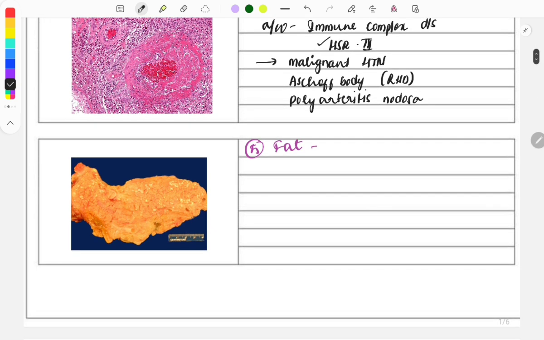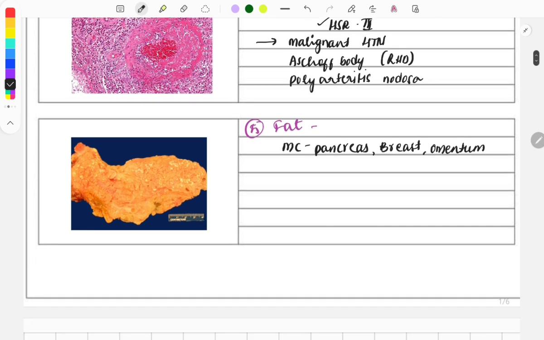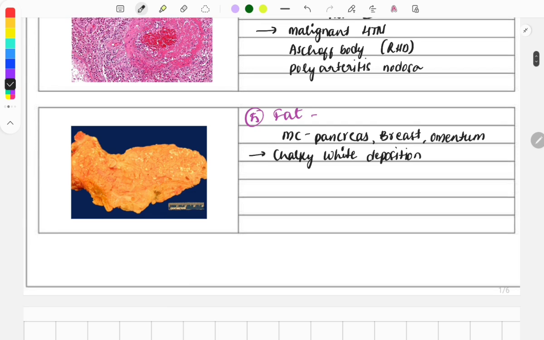Then moving on to a special type of necrosis, that is fat necrosis. This is commonly seen in the organs which contain fat, like the pancreas, the breast, and omentum. The classical finding seen with fat necrosis is that there will be chalky white deposition seen. In fat necrosis, there is activation of the lipase enzyme, and this enzyme will be destroying the cells causing necrosis.